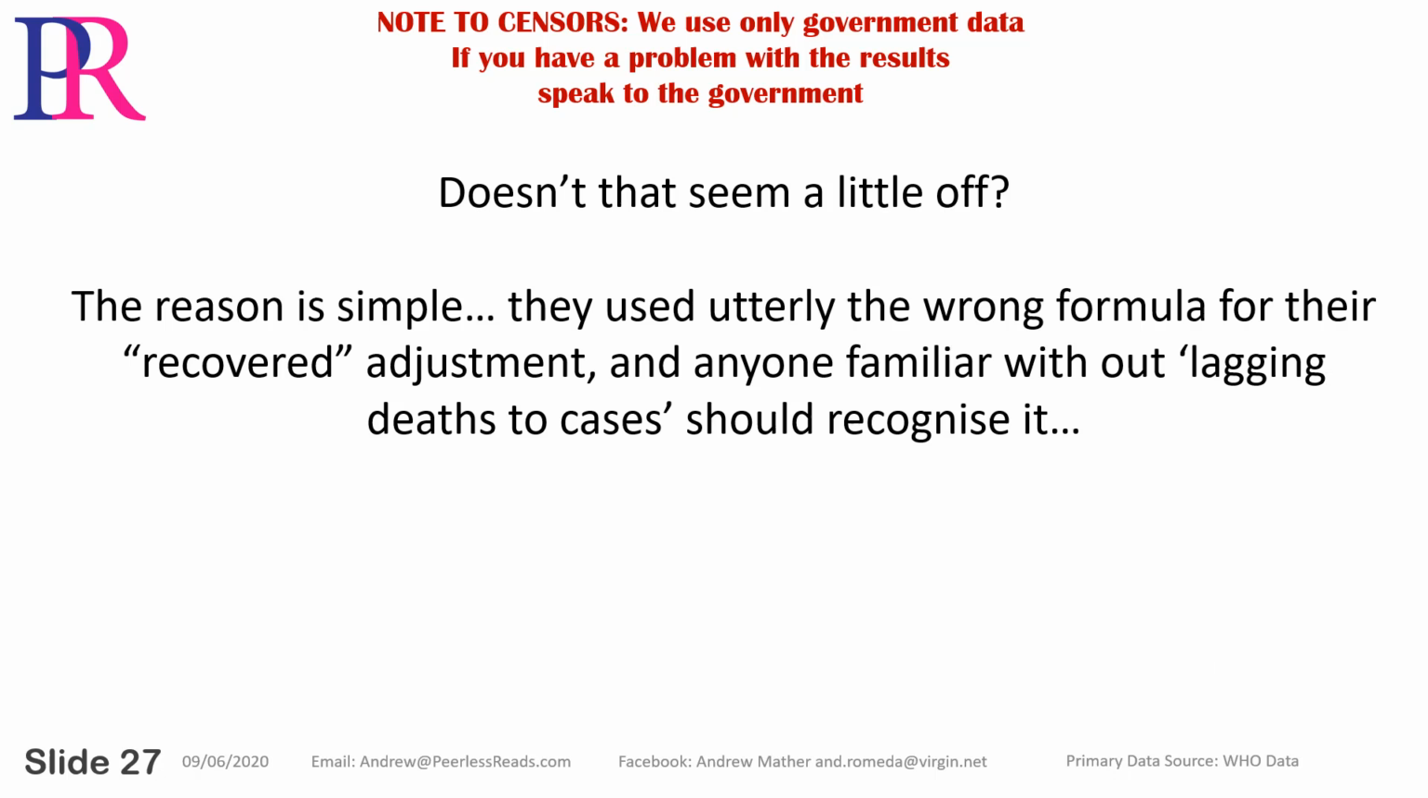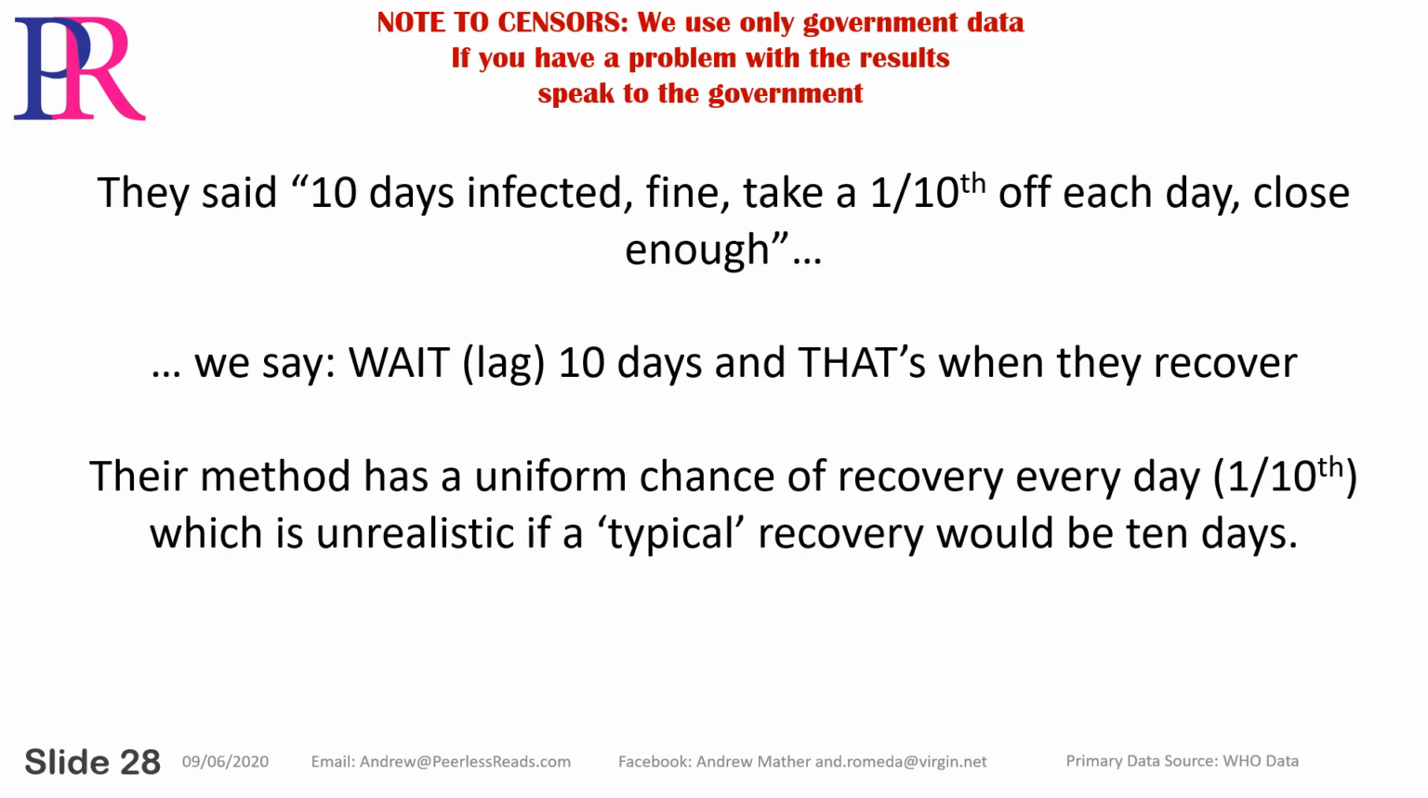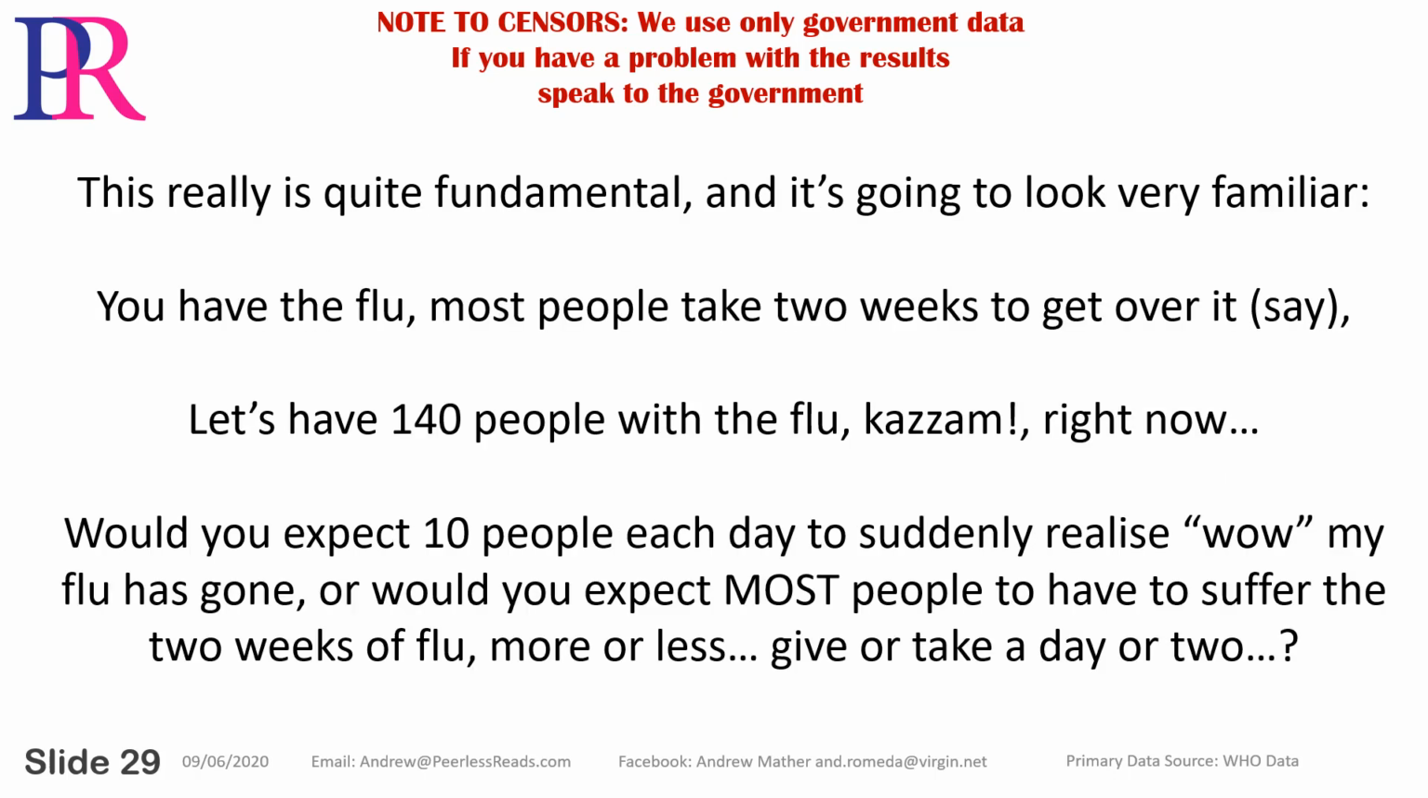The reason is simple. They used utterly the wrong formula for their recovered adjustment, and anyone familiar with our lagging deaths to cases should recognize it. They said 10 days infected, fine, take a 10th off each day, close enough. We say, wait, lag, 10 days, and that's when they recover. Their method has a uniform chance of recovery every day, 1/10, which is unrealistic if a typical recovery would be 10 days. This really is quite fundamental, and it's going to look very familiar.